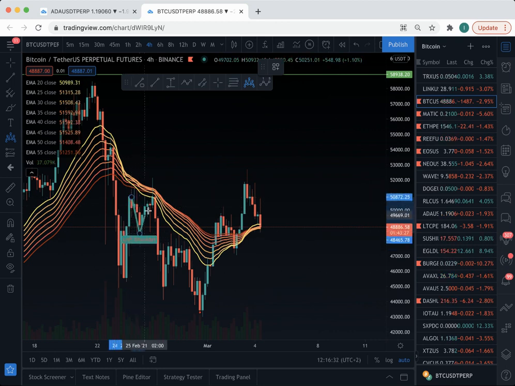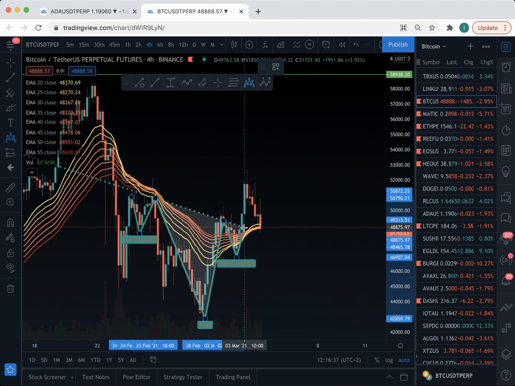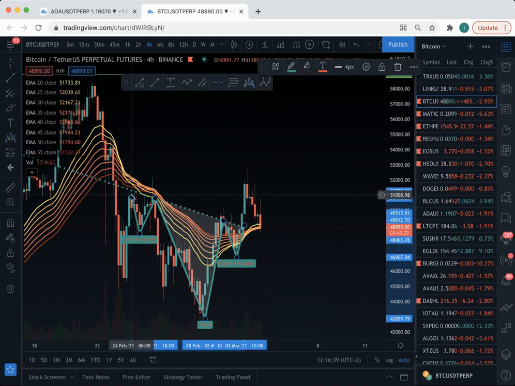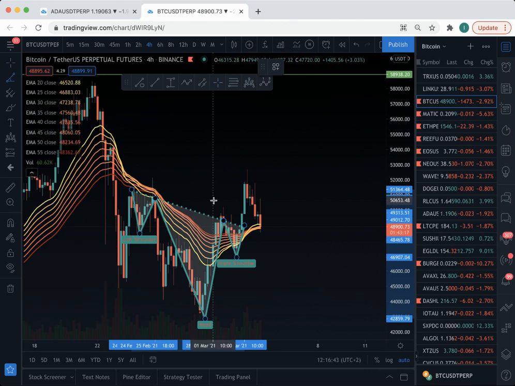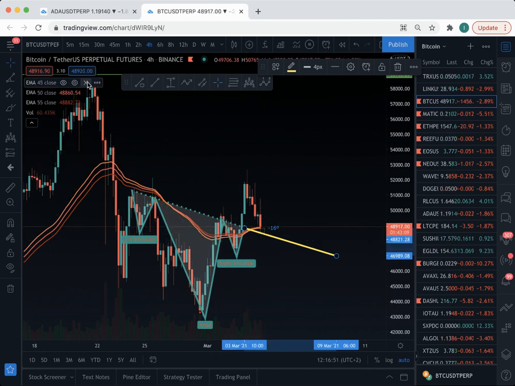Okay, so this was an inverse head and shoulder, as I mentioned. It wasn't so clear, but it's still an inverse head and shoulder. So if you extend this line, this is the support for the inverse head and shoulder. So first of all, we got rejected by the EMA. That's number one. Let's start off with that.